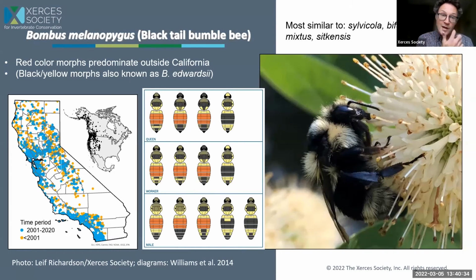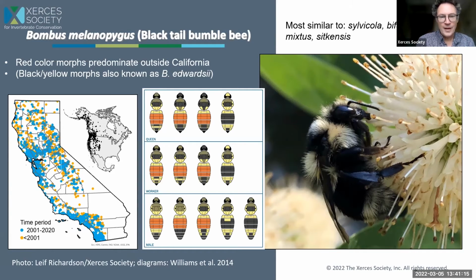So the first one is the black-tailed bumblebee, or Bombus melanopygus, or melanopygus, depending on what part of the Latin-speaking world you come from. This species in California is almost entirely of the black and yellow morph, not the red morphs. So if you're in Colorado, Washington or British Columbia, in all likelihood, if you see this bee, it will be one of the red morphs in the diagrams. However, in California, virtually everywhere, it's going to be the black and yellow types. For example, the picture on the right, I took last summer at California Botanic Garden in Pomona or Claremont.